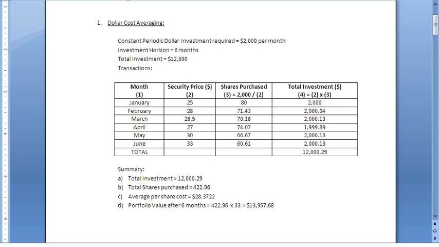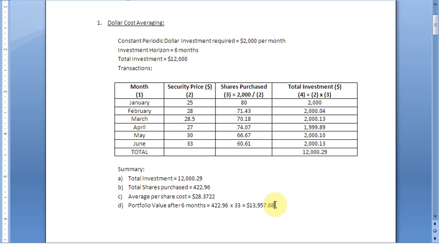So what I find is that the value of my investment has steadily grown over this period of 6 months. I have invested $12,000 over this period, and at the end of 6 months my investment value has risen from $12,000 to $13,957.68. So what I wanted to have, I have achieved.